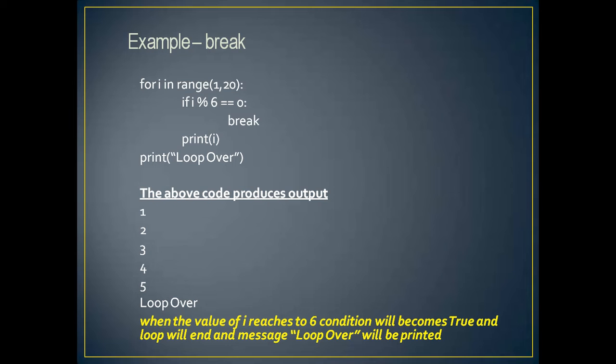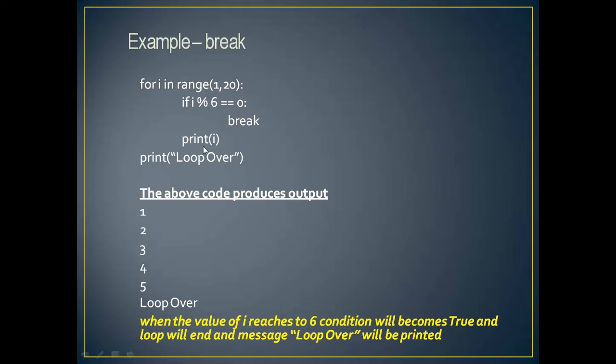Now let's see the break here. What is the logic written here? For i in range(1, 20) means the lower limit is 1 and the upper limit is 19, because it is 20 minus 1. If i modulus 6 is equal to 0, break. What is the meaning? If the value of i is divisible by 6, you should come out. If not, then you have to print the value of i.